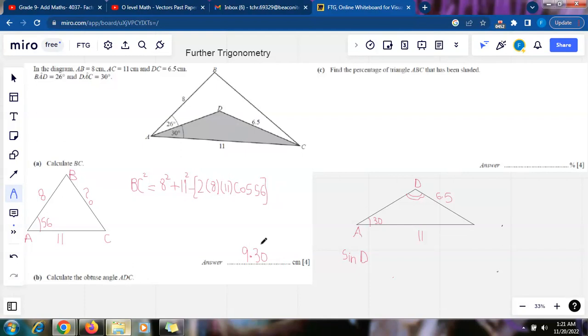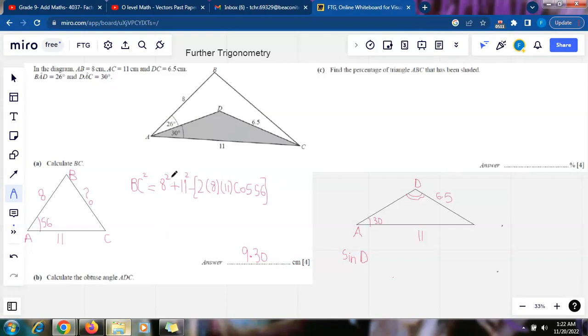You can also round it to 9.31 as well, that is acceptable as well. The second part says that calculate the obtuse angle ADC, and we have to find the angle in the second part. Again, it is a non-right angle triangle, so cosine rule or sine rule, we have to pick one.